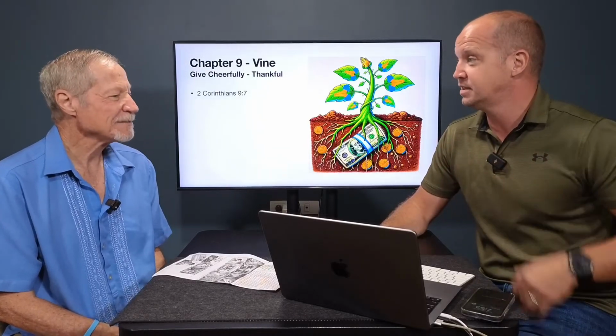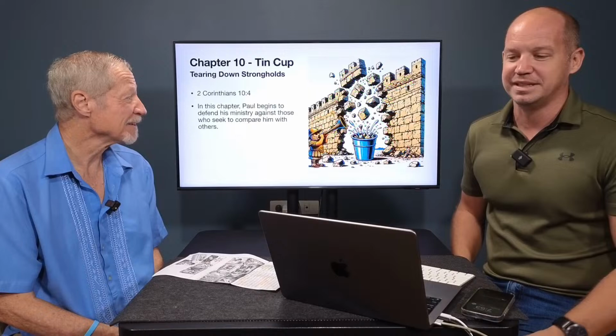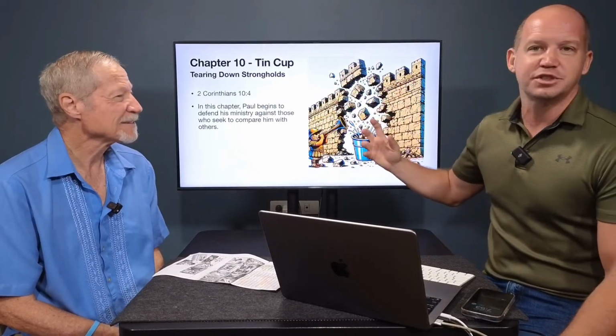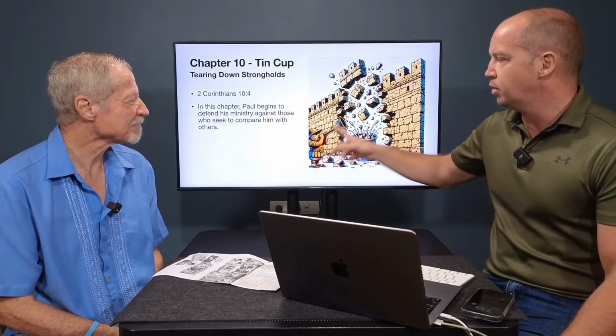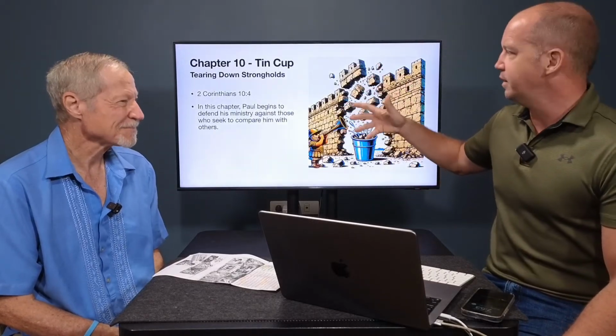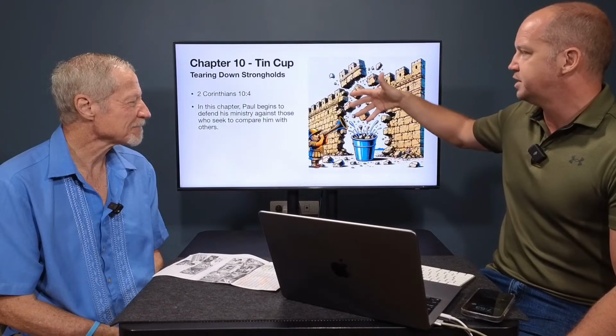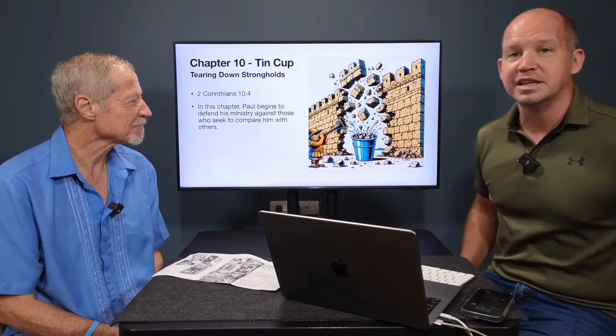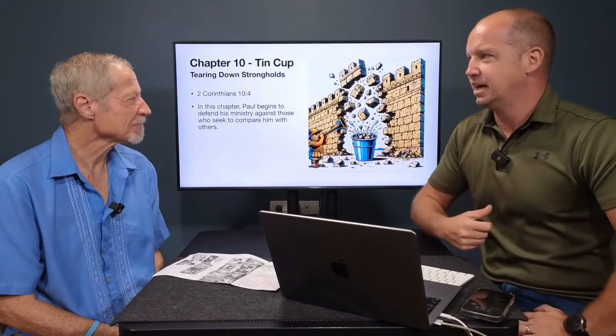And 10 is a tin cup. A tin cup. And so we've got, imagine the story of Joshua where you've got somebody blowing their trumpet and you've got these stronghold walls. There's a reason why I'm using that term, but the walls that are strongholds that are falling into this tin cup. And why do we have that?